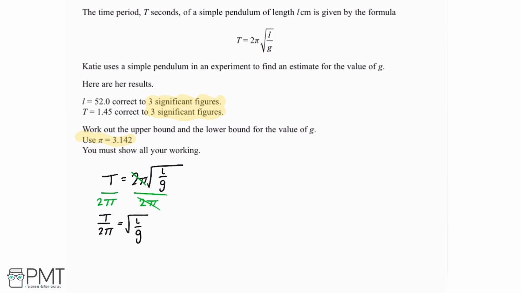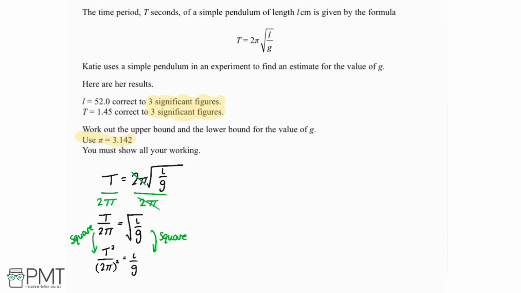Now we want to get rid of the square root here, so I'm going to square both sides. On the left, if we're squaring a fraction, that means we square the top, the numerator, and also square the bottom, the denominator. So on the left-hand side we have T squared over 2 pi all squared. That equals L over G, because if we square something that's square rooted, we get what's inside the square root, so L over G.